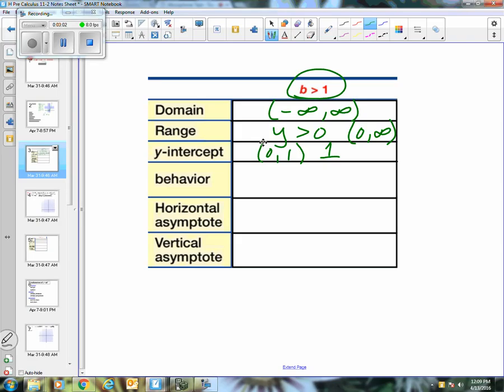All right, behavior. We talked about the general behavior, it's increasing, but I want to look at end behavior. Y approaches what as x approaches infinity, and y approaches what as x approaches negative infinity. As we look at the ends of the graph, what's going on? Let's take a look.